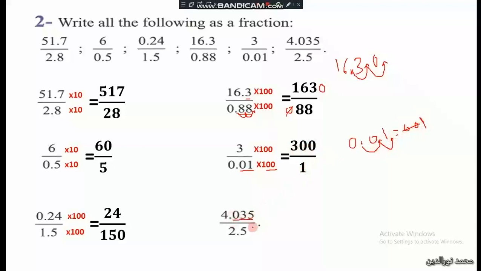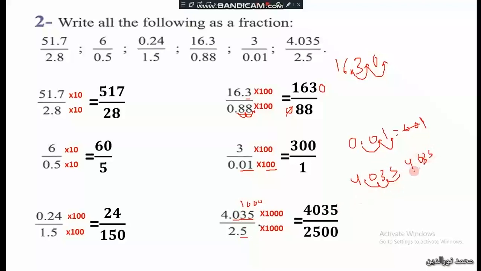Here we have 3 decimal digits, and here we have 1 decimal digit, so we have to multiply both terms by 1000. So multiplying by 1000 is to move the decimal point 1, 2, 3 steps, and it becomes 435. And on the bottom we have 2.5 multiplied by 1000, so let's move the decimal point 3 steps, 1, 2 and 3, and we have 2 pockets, and we put 2 zeros, and it becomes 2500.